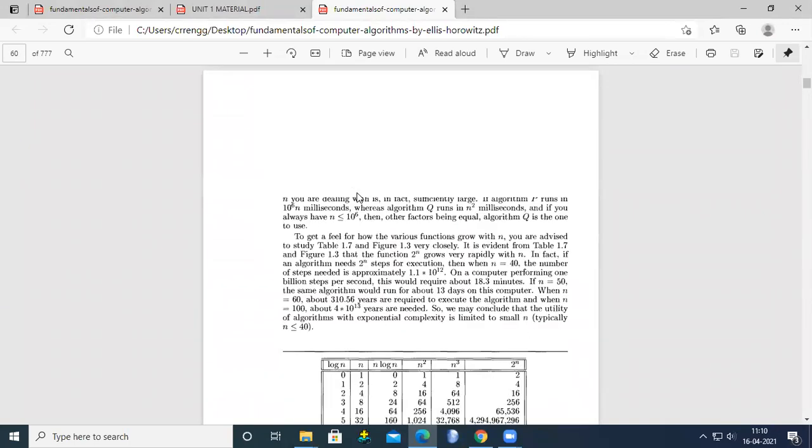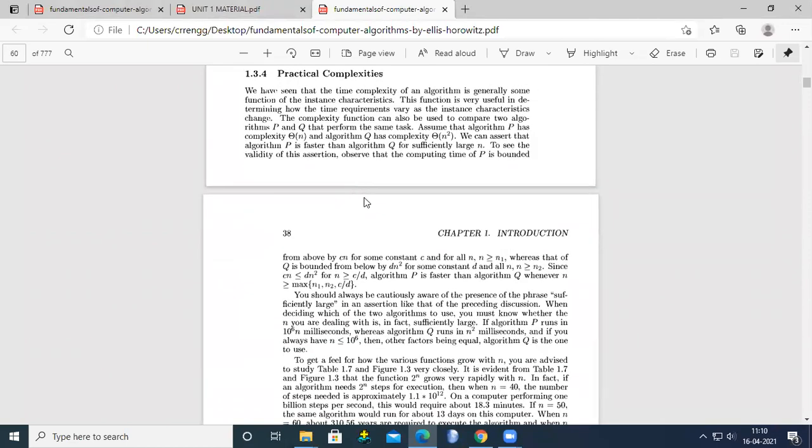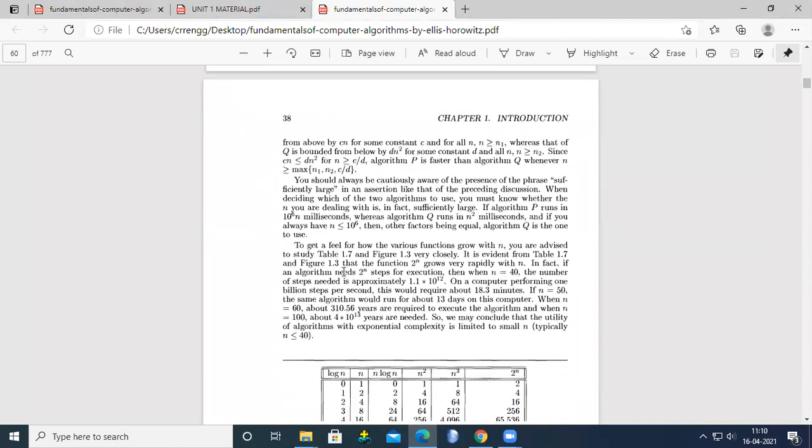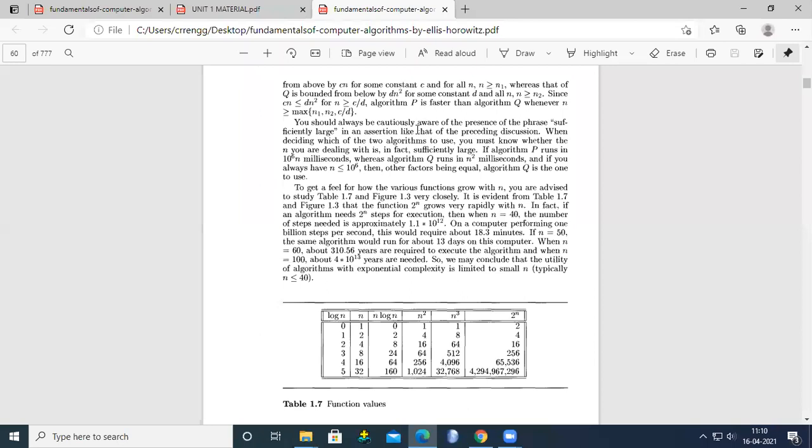Now see our practical complexities. Always be cautious, aware of the presence of the phrase sufficiently large. What is sufficiently large? In an assertion like that of preceding discussion, when deciding which of the two algorithms to use, that is either P or Q, you must know whether the n you are dealing with is sufficiently large.